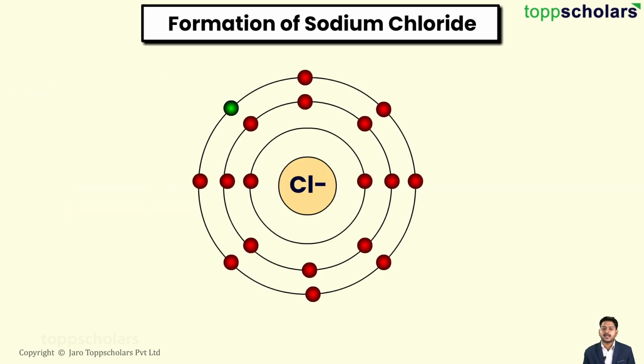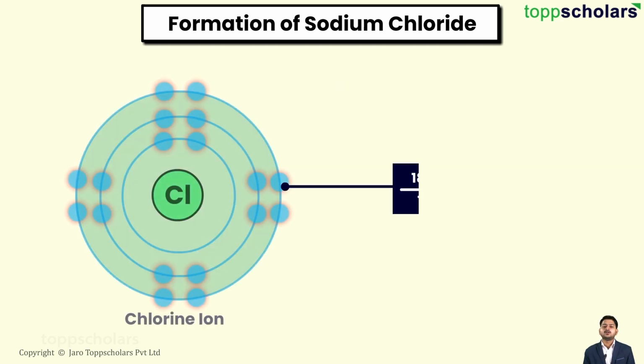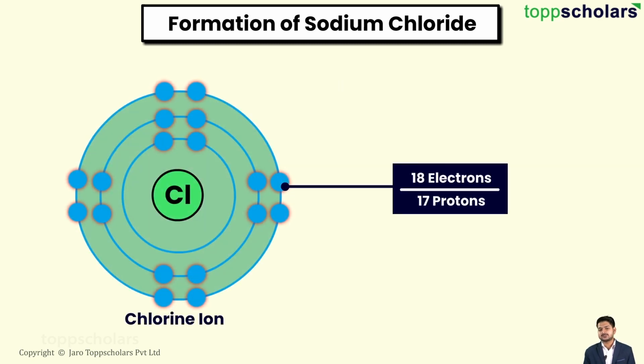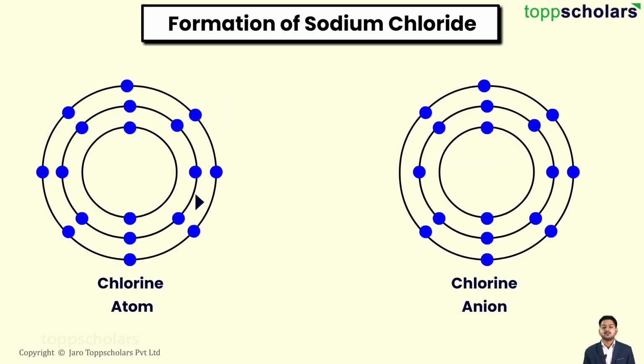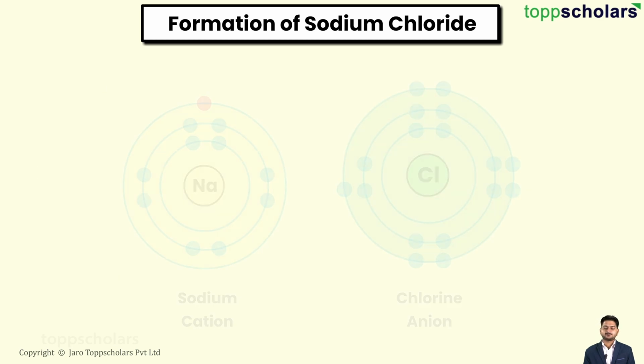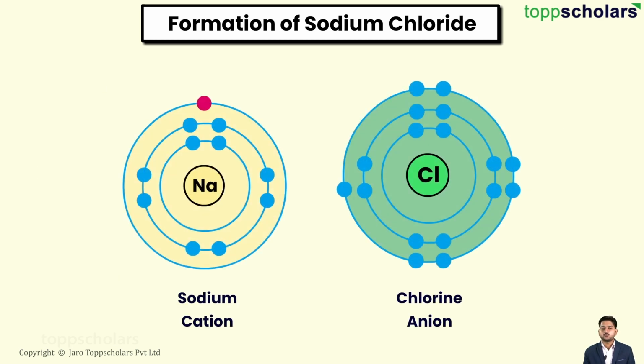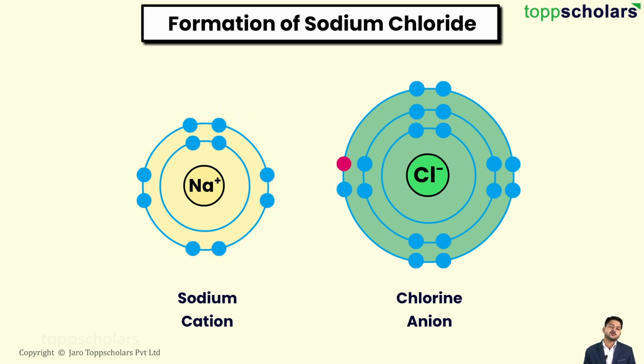But on accepting one electron, chlorine now has 18 electrons and 17 protons. That is one extra negative charge. This negative charge is acquired by chlorine, and it gets converted into a chloride anion. The outermost shell of the sodium and chlorine atoms is not a complete octet, whereas the outermost shell of the sodium ion and chloride ion is a complete octet.